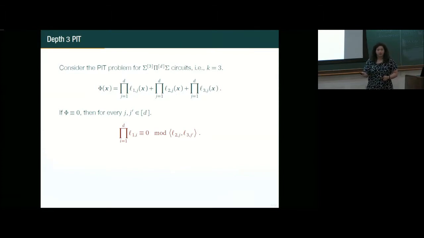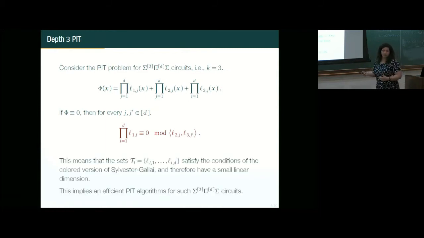But when we are talking about linear forms, especially homogeneous linear forms, let's assume everything is homogeneous, then this ideal is a prime ideal. So if a product of elements is in an ideal, one of them is inside the ideal. And so we have exactly a Sylvester-Gallai configuration, a colored Sylvester-Gallai configuration. So we can use the Sylvester-Gallai theorem to get a bounded dimension of the linear forms. And then once you have a dimension bound, you can do an efficient PIT algorithm, okay?